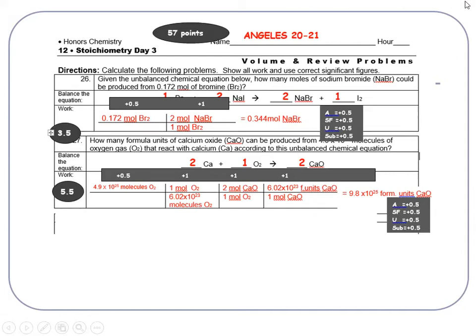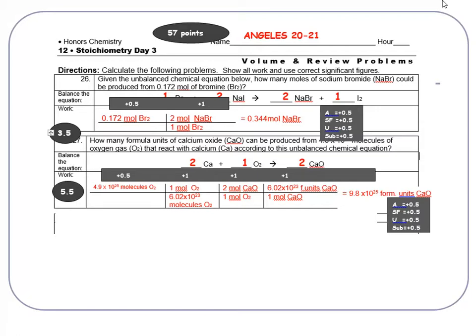All right, this video is going to start by grading 12-3. It's out of 57 points. For 26, you're already in moles, so you just have to use the mole ratio. So 0.172 moles is a half point. Multiply by the mole ratio of 2 to 1, you get 0.344 moles of NaBr. Half point for answer, half point for sig figs, half point for unit, half point for substance.